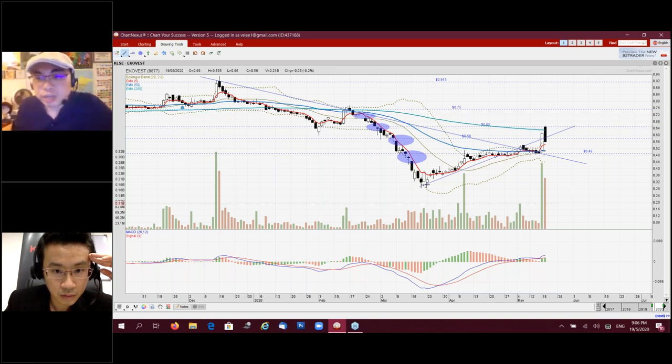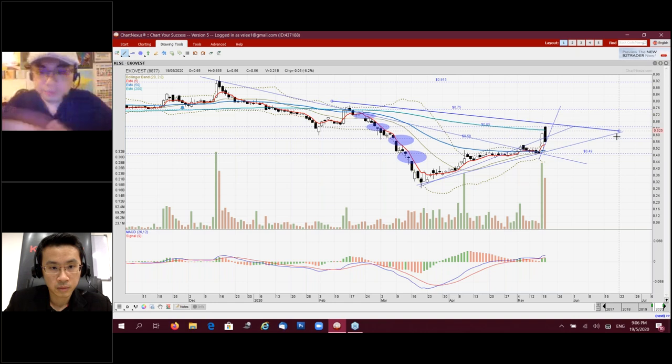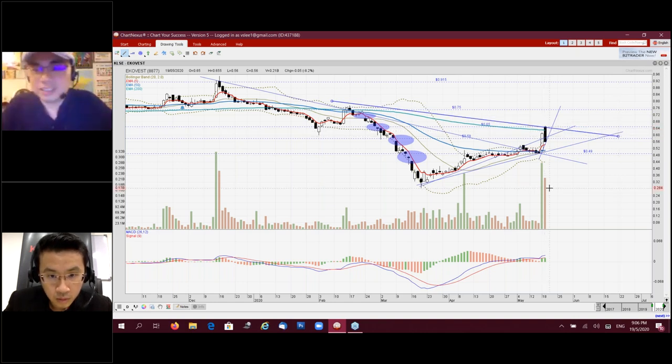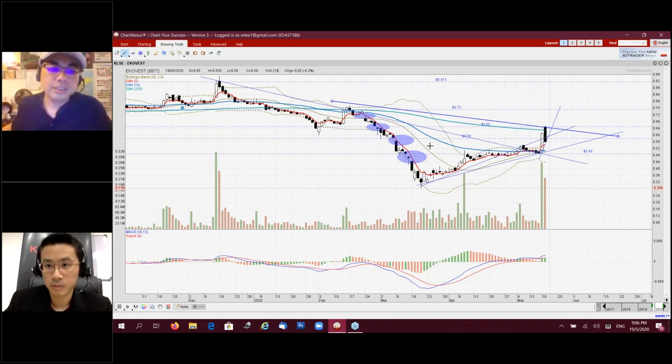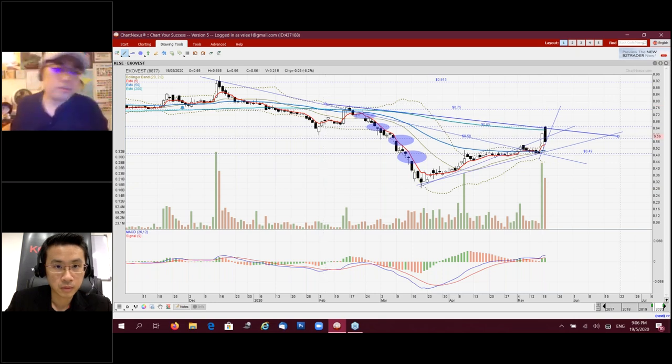But the trade today may not look very nice because of the shift of the volume. The volume doesn't look very nice. The formation of the chart also doesn't look so good. But I would say there is potential. Okay, EcoVest, if you were to look at tomorrow, it must open high.